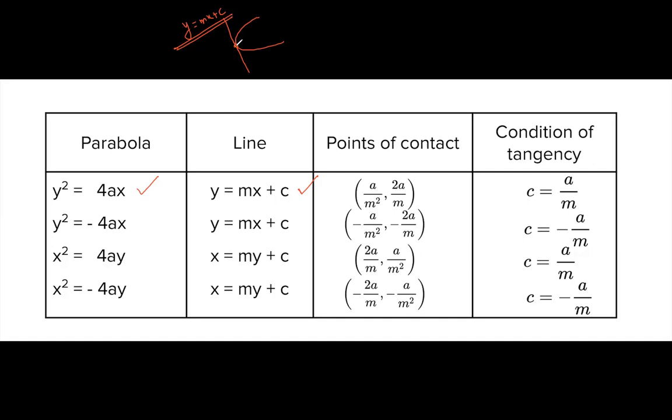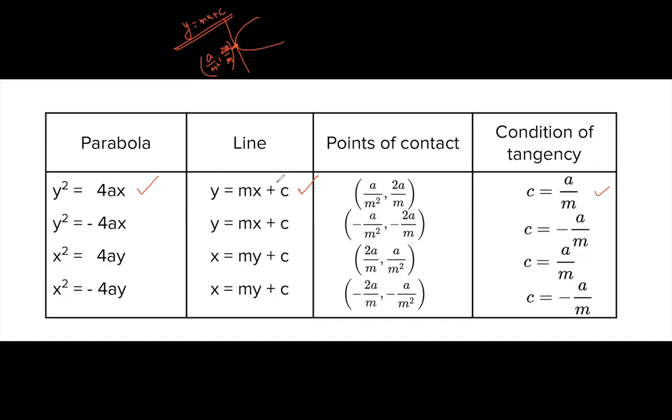Now, the point of contact is given as a over m square, 2a over m. And the condition of tangency is given as c equals a over m. So this is the point of contact, a over m square, and y is equal to this one. Now you can see how the point of contact came. You can even derive this formula, to get the point of contact by solving the two equations.